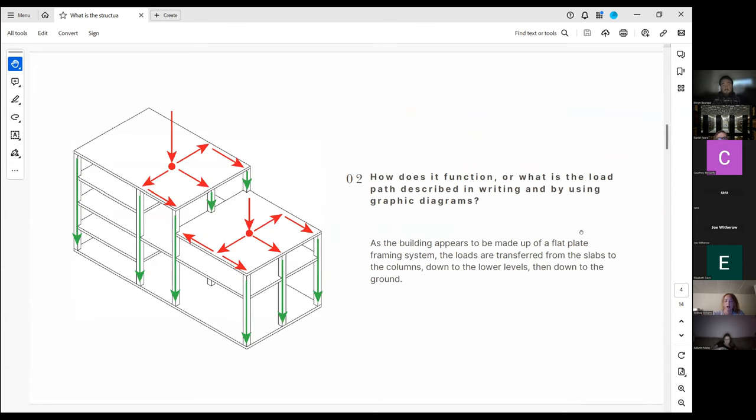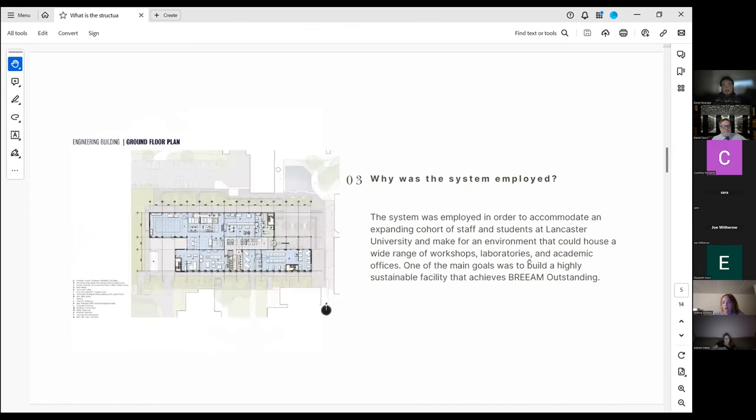As for the load path and how it functions, it appears to be made up of a flat plate framing system. So the loads are transferred from the slabs to the columns, down to the lower levels, and then down to the ground. As for why the system was employed, it was made to accommodate an expanding cohort of staff and students at Lancaster University and to make for an environment that could house a wide range of workshops, laboratories, and academic offices. And one of the main goals was to build a highly sustainable facility that achieves BREEAM Outstanding.